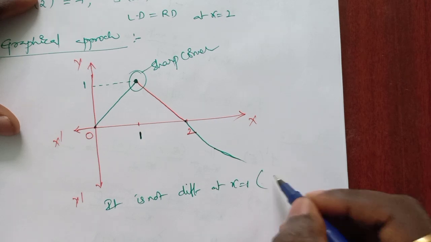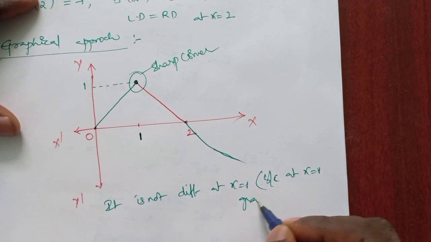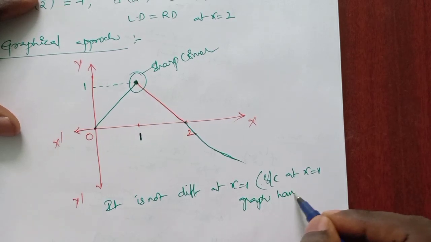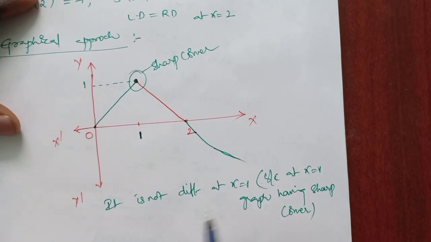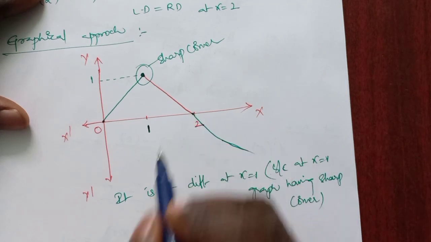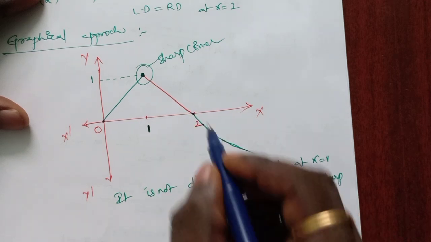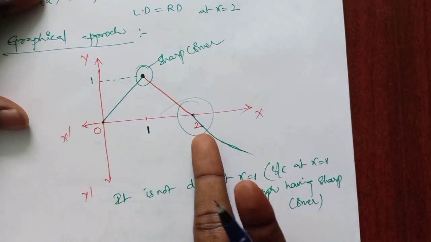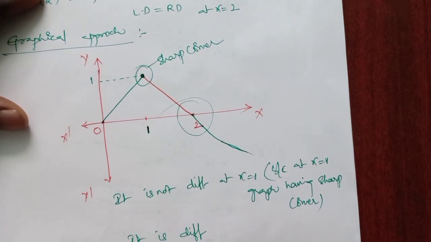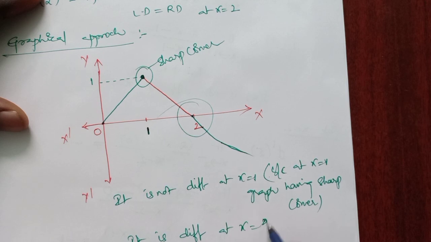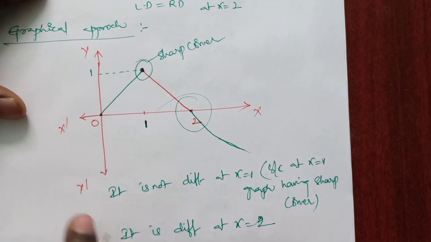Because at x equal to 1 the graph has a sharp corner. Now at 2, no problem with this. Clearly the function is continuous, so it is differentiable at x equal to 2. No problem with this at x equal to 2, so it is differentiable at x equal to 2. Why? Because there are no sharp corners. Okay, these are the solutions of this problem.